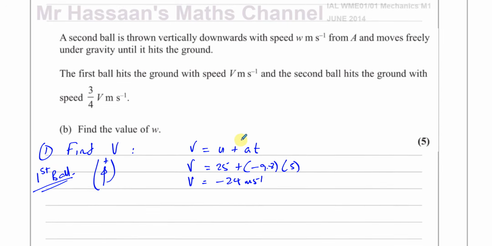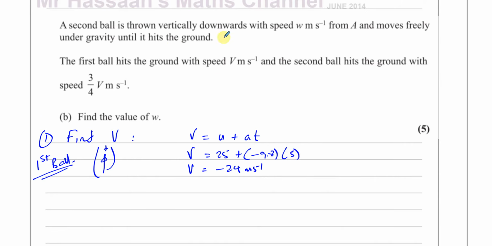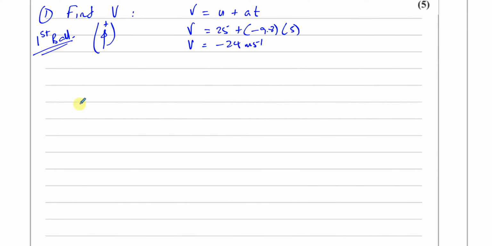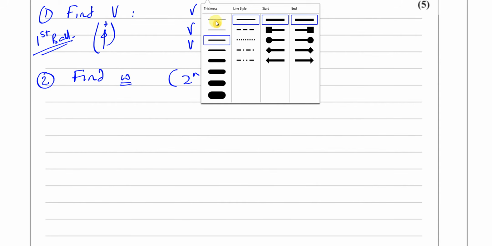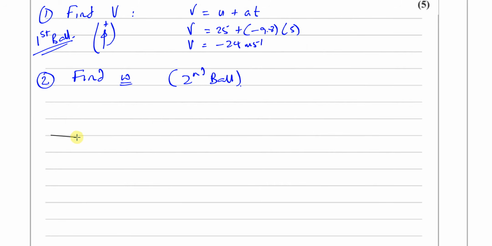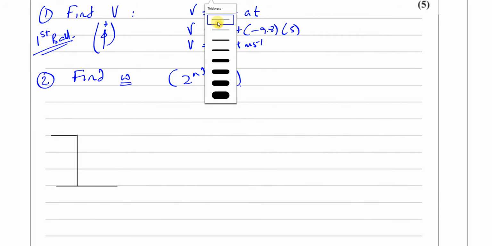Now, the second ball is thrown vertically downwards. So now I'm going to be dealing with the second ball, and the second situation is finding W. This is a new situation which I'll draw separately just to make it clear. We still have a point A, and we know the distance between A and the ground, not the displacement, but the distance.